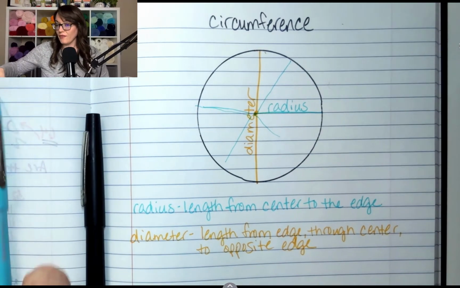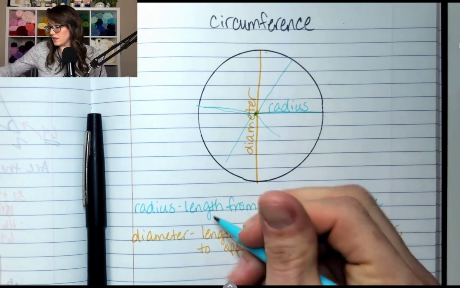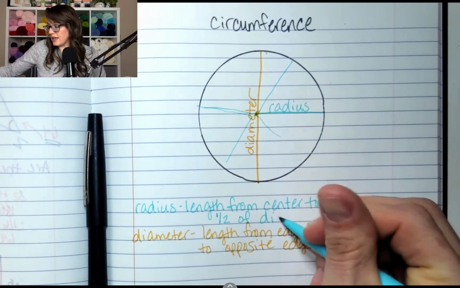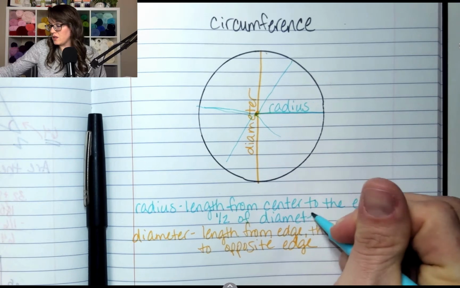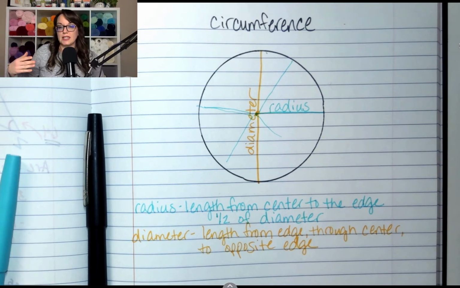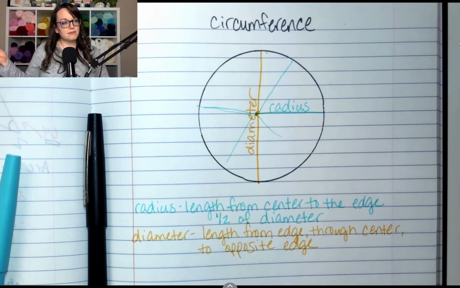Radius is half of the diameter. So if you know the diameter, radius is half of that. So if radius is 5, what's the diameter? 10. If diameter is 14, how much is the radius? 7. So that part's easy.